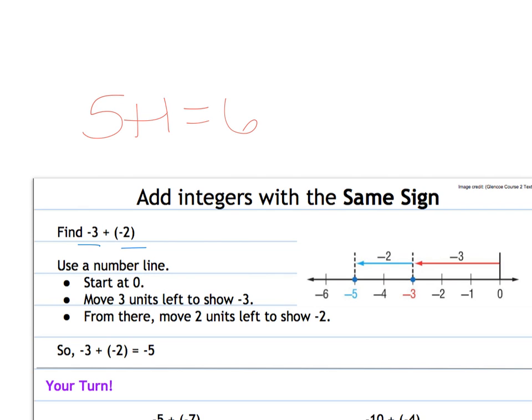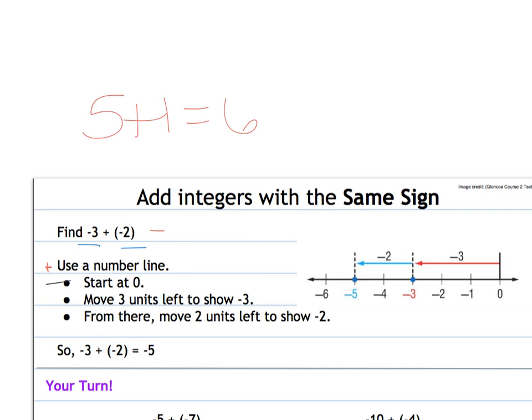Okay. We're going to start with a number line. So if we're going to use a number line first, you'll start at 0. You are going to move 3 units to the left to show negative 3, because left is a negative movement. So from there, we'll go 1, 2, 3. And then from there, you're going to move 2 units to the left to show negative 2. So in addition, we're moving 2 more units, which means that we end there at negative 5.